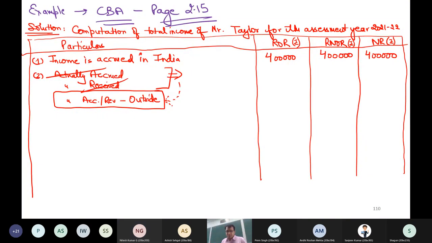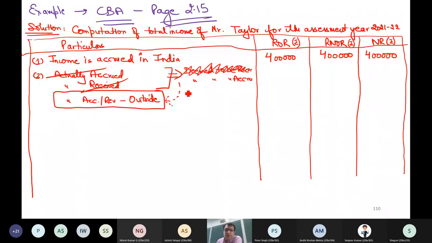Yes. I know that this income is actually received outside India. I know that this income is actually accrued outside India. But still, I have not yet checked whether it is deemed to be received in India or whether it is deemed to be accrued in India. Now, deemed to be received in India provisions I have not told because for your level those provisions will not come. So I will never discuss those.